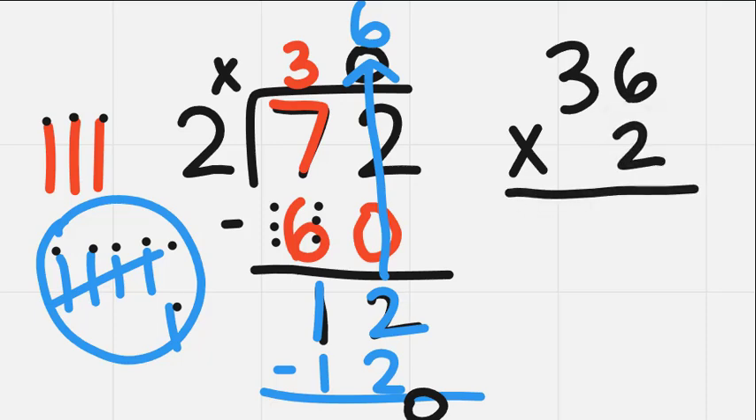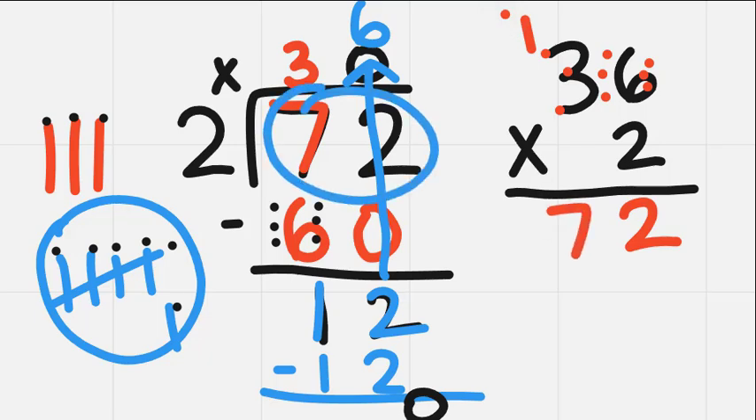Let's do this. 2 times 6, 2, 4, 6, 8, 10, 12. Put the 2 below, carry the 1. 2 times 3, 2, 4, 6, add the 1, 7. So if you see here, 72 and 72 are the same numbers. So our answer is correct. Let's try another one.